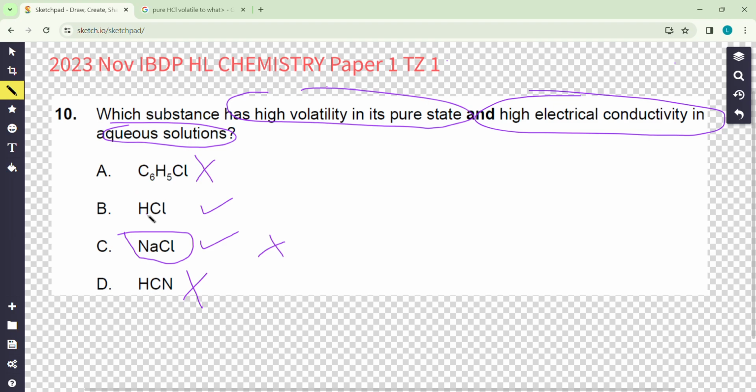So in the pure state, even at about 30%, their boiling point will be lower quickly and the evaporation rate will be very high, so they have high volatility, even at about 30% or 36%. We are not talking about the pure state here. So the answer is B.